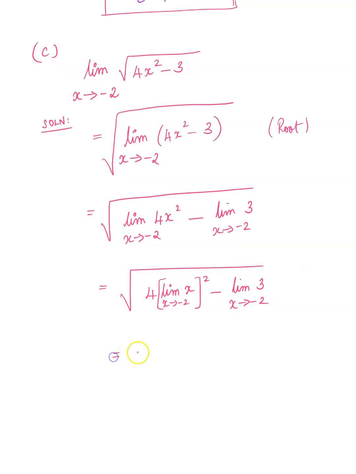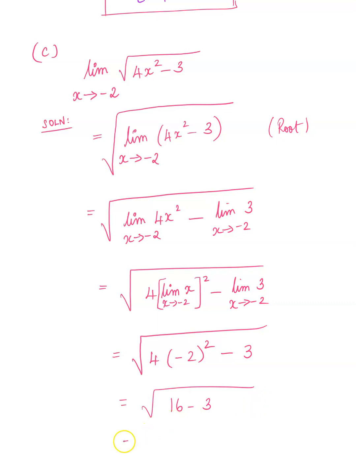And now we are able to... Now we don't have a c value. We now have a specific number, -2. So in the place of x, I plug in -2, and I will square it. Minus 3, because there's no x to replace. All right, so that's going to be 4 times (-2) squared, which is 4. 4 times 4, 16. 16 minus 3 equals 13, so the square root of 13. And that would be the answer.